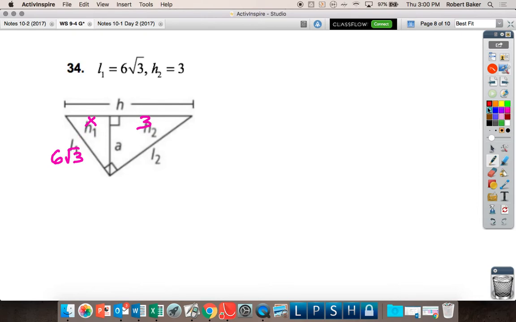Okay, so the proportion looks like this. X over 6 square roots of 3 equals 6 square roots of 3 over the whole hypotenuse. If you put h there, then you have two variables and you can't solve for it.